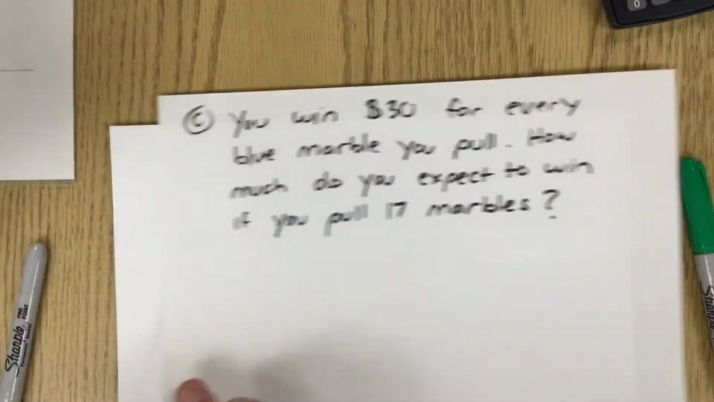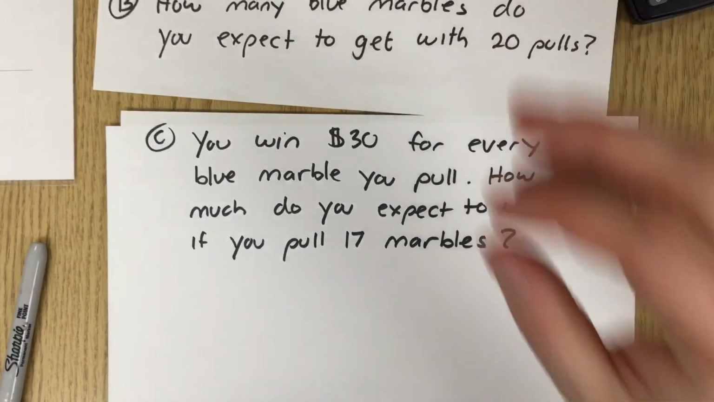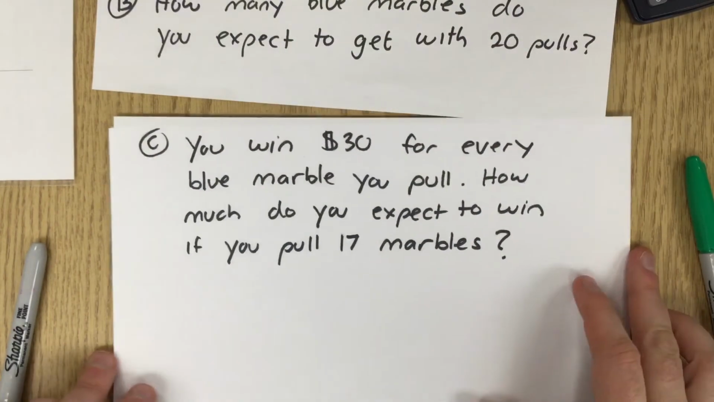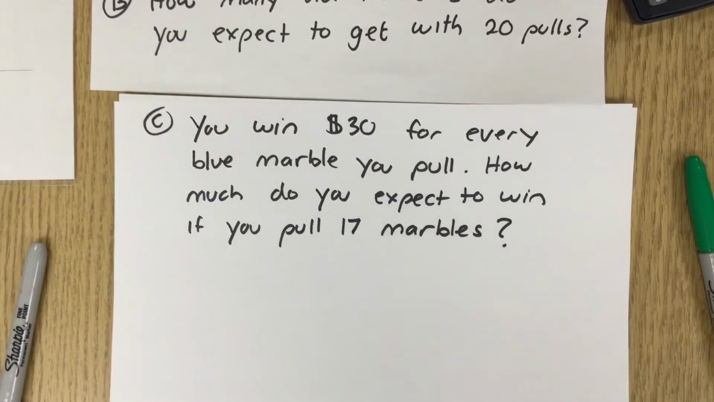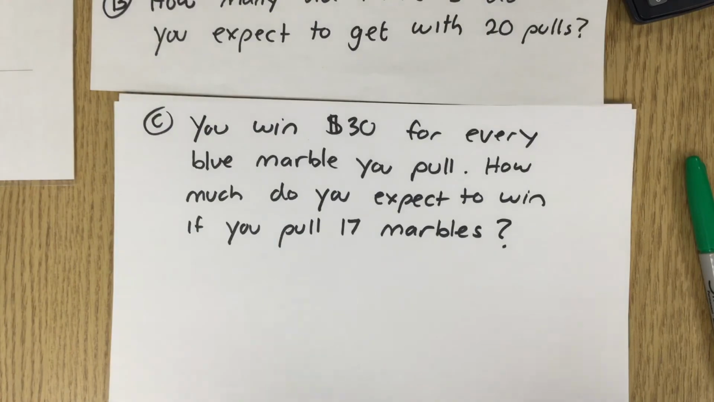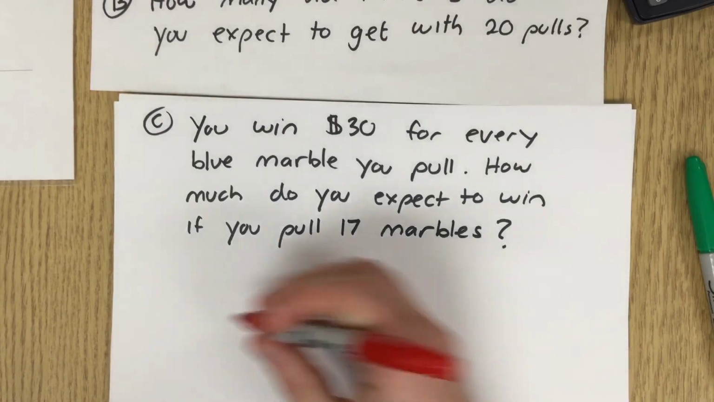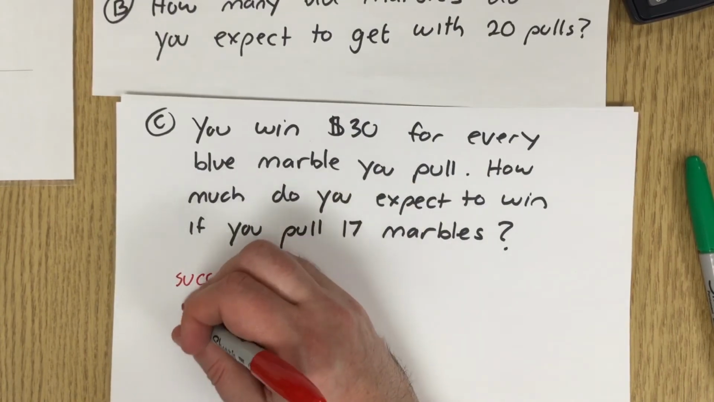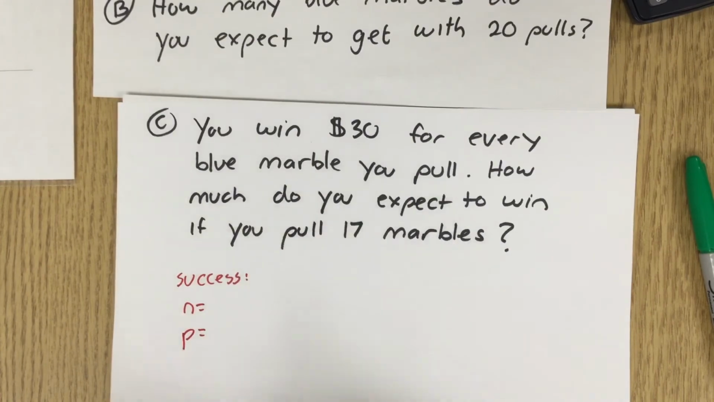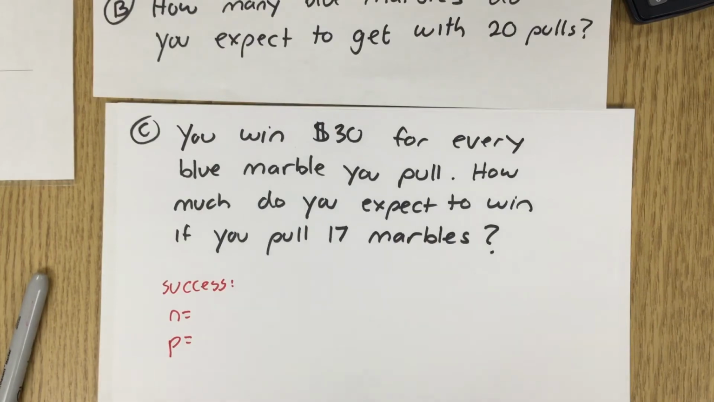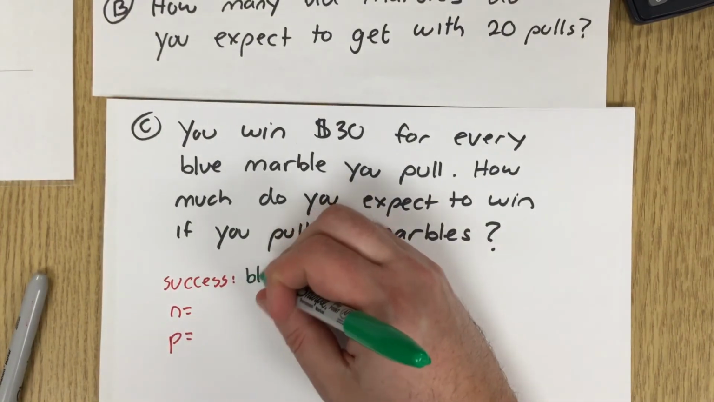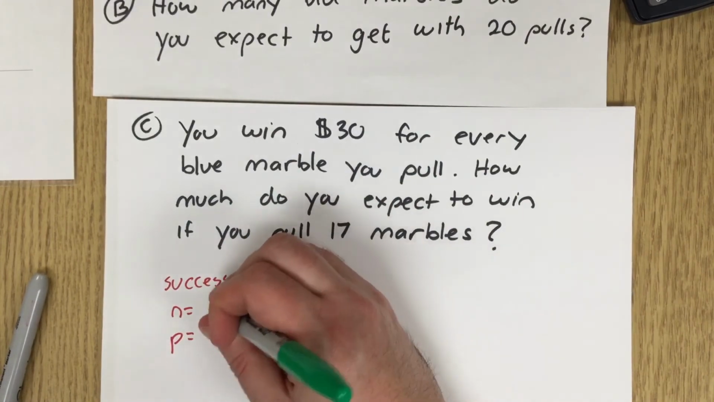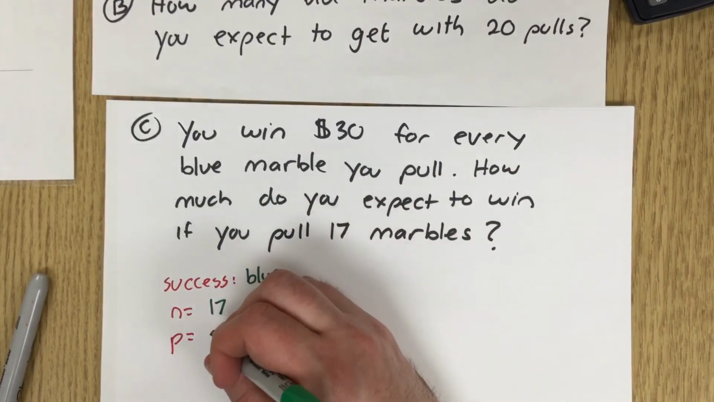We have a part C for this question too. So same question. What's happening now is we're winning $30 for every blue marble we pull. And how much do you expect to win if you pull 17 marbles? Okay. So we know it's an expectation we're going to need, so it's just going to be the N and the P. So success is going to be that we get a blue. The N is 17. The P is 5 out of 12.